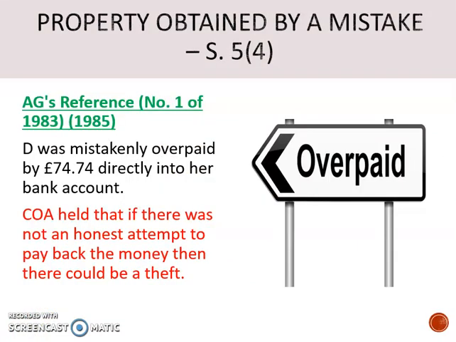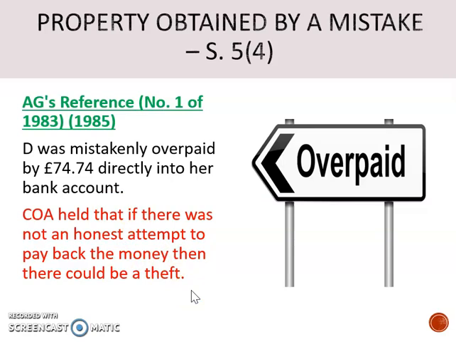Another situation on belonging to another is property obtained by mistake, and this is under section 5.4. Section 5.4 provides that where a person receives property by mistake, they're under an obligation to return the property, and a failure to do so will amount to theft. So in AG's reference, our defendant was mistakenly overpaid. And the Court of Appeal in this case said that if there wasn't an honest attempt to pay it back, then there will be a theft.